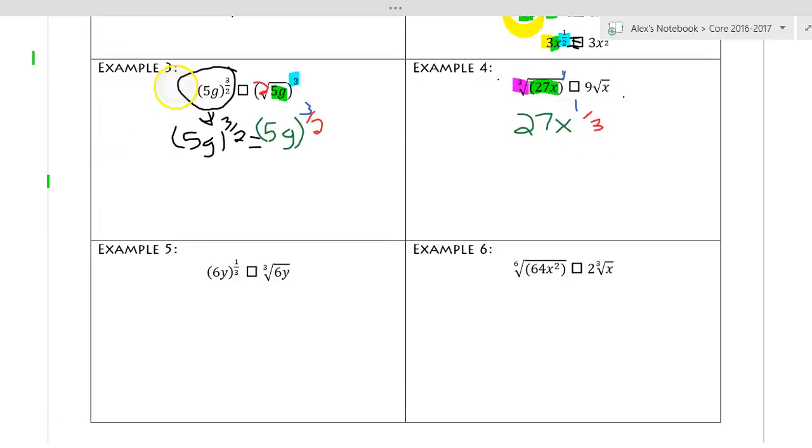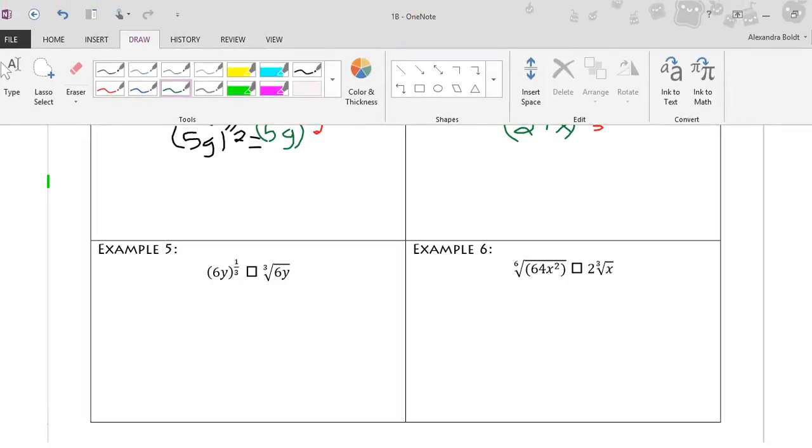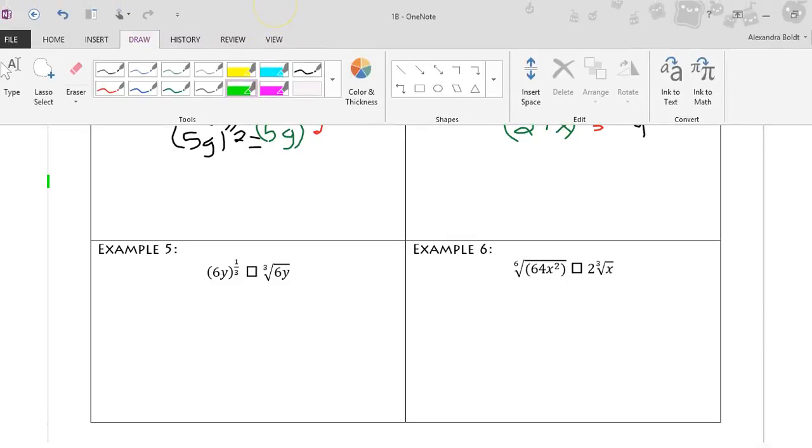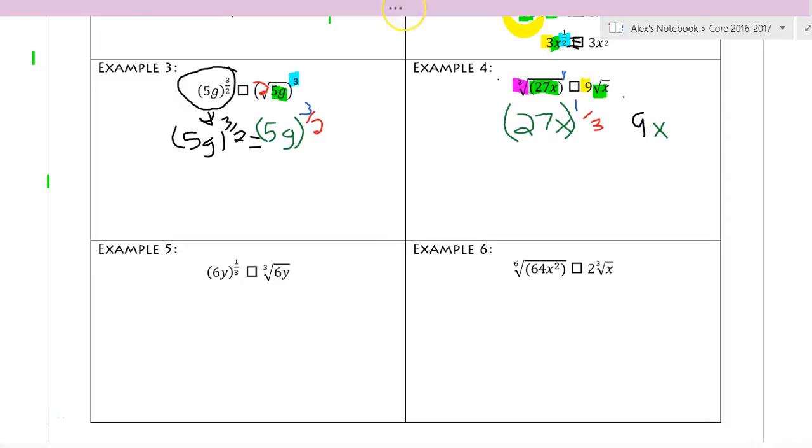Remember though, this base, since both 27 and x are under that radical, they have to be in parentheses. Looking on the right side now, the 9 is not under the root, so I can just write 9. I don't have to worry about it. x is what my base is. So I have x. My exponent, since there isn't one, is just 1, so that becomes my numerator. And then my root, since there isn't one, is 2. So that becomes my denominator.